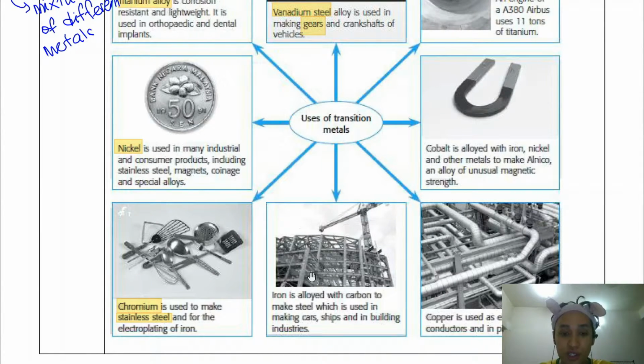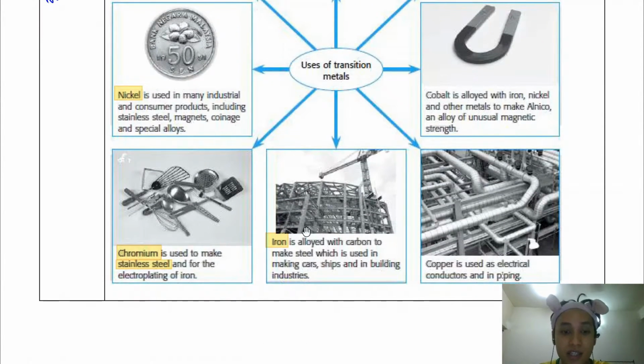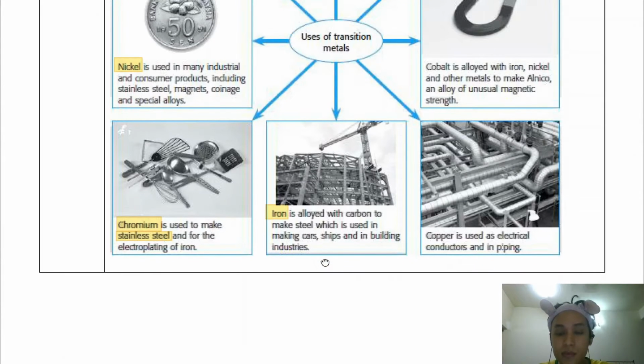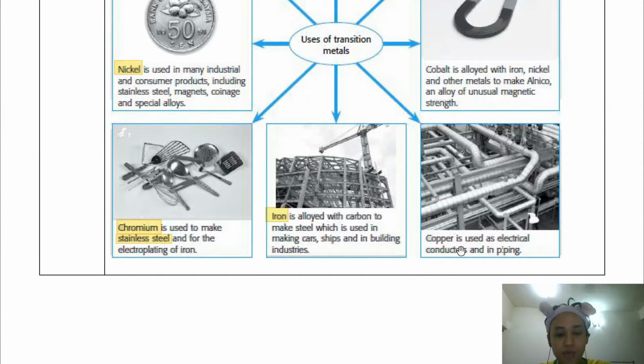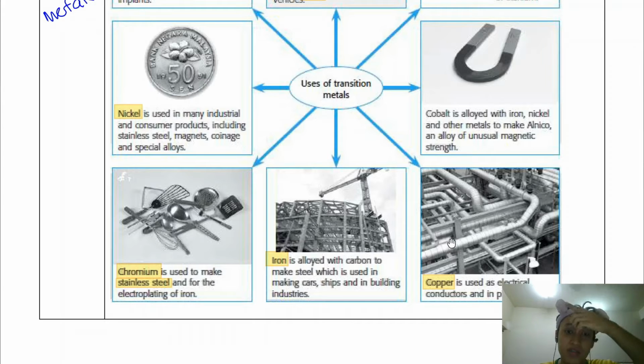This one is for construction. Normal steel is iron, the normal steel that you use for construction. As long as you see the word steel, it's actually referring to iron. So copper, this is the most widely used transition element. All your electrical wirings are using copper. So those are the few examples of your transition elements.